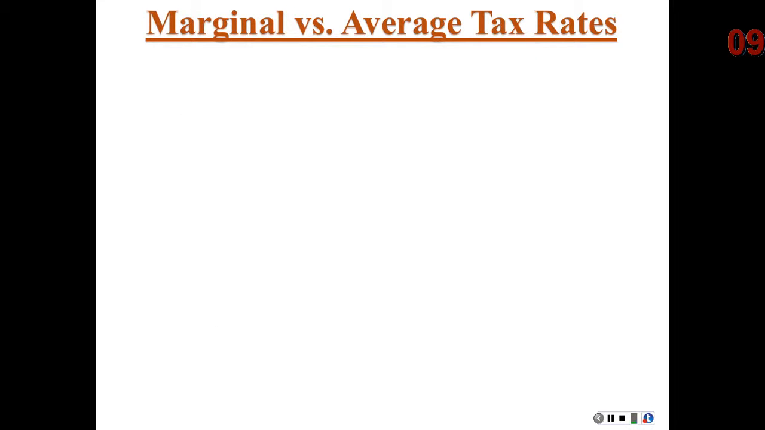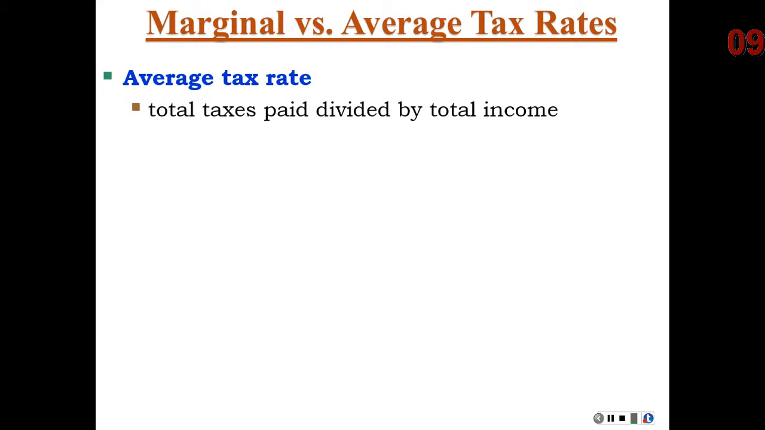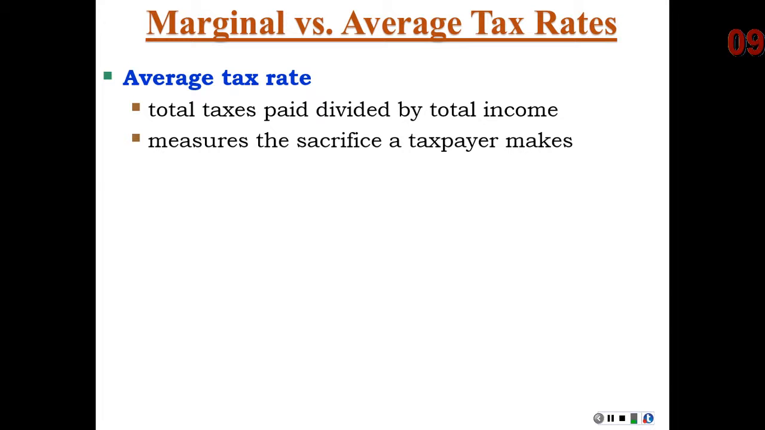Okay. Now, what is the difference? We need some terminology here. What are some differences between what we might call an average tax rate versus a marginal tax rate? Okay. The average tax rate is simply going to be the total amount of taxes that an individual pays divided by that person's income. Okay. And it's a good measure of the sacrifice the typical taxpayer is making. Whereas the marginal tax rate is really the tax bracket that you're in. And if you earned an extra dollar of income, the marginal tax rate would tell you how much that extra dollar would be taxed at.